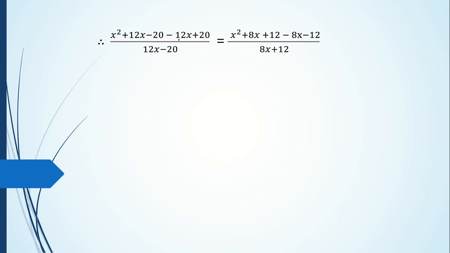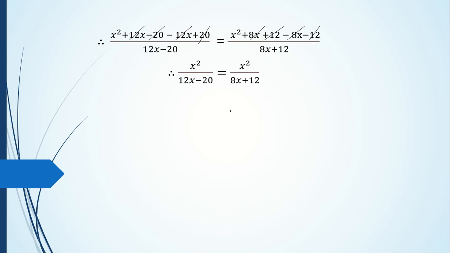Now you will see this 12x − 12x gets cut. −20 + 20 will get cut. And on this side −8x + 8x will get cut. So we get x² upon 12x − 20 equals x² upon 8x + 12. Now if we divide both sides by x², this x² will get cancelled, right?